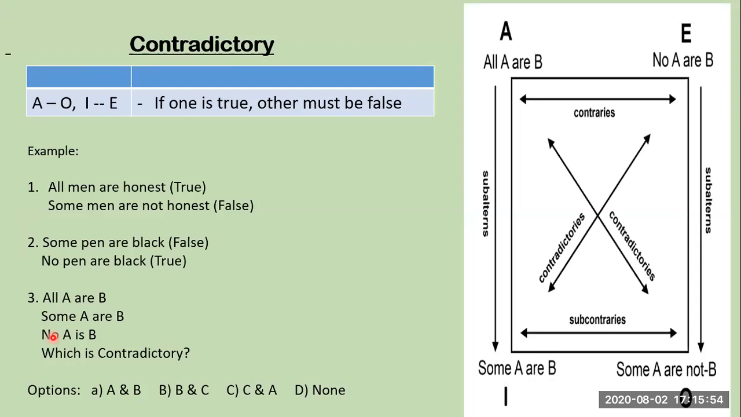No, we'll move one by one. So just confirm whether you understood contradictory. The rest three will go one by one. Take another example and explain, ma'am.